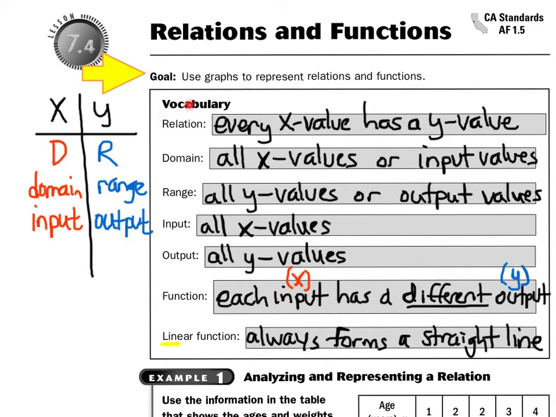Okay, so vocabulary. A relation. A relation is every x value has a y value partner. So they're kind of like a partnership. An x value matches with the y value.